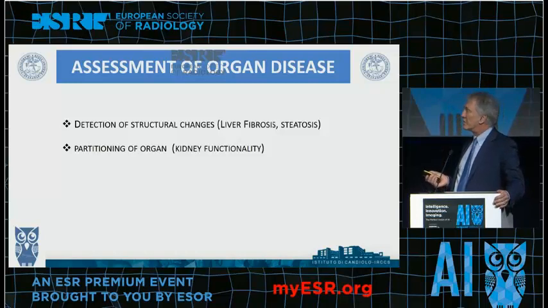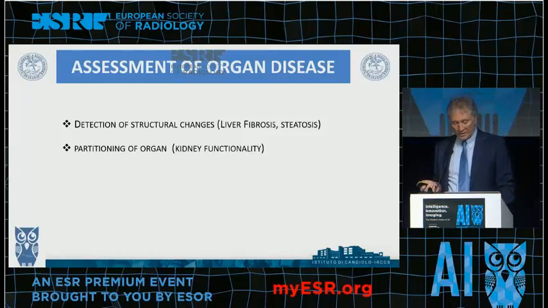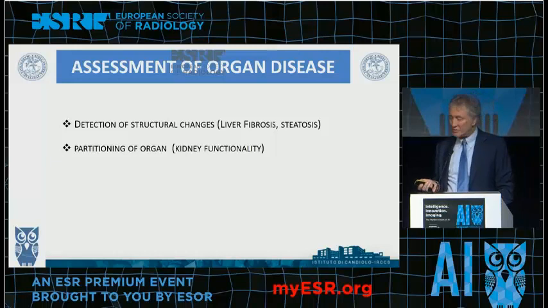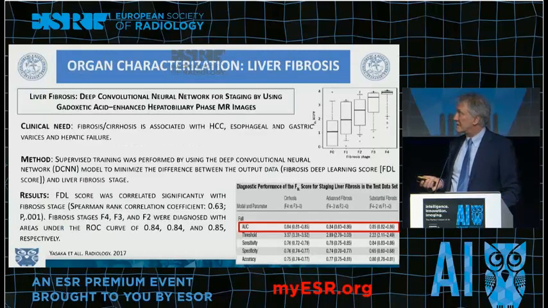So then the next step is assessing organ disease. For example, if we want to measure fibrosis and steatosis, we can do this by using neural networks, or we can do some further partitioning of organs. For example, we can separate the cortex of the kidney from the medullary part, and we can do some functional assessments.